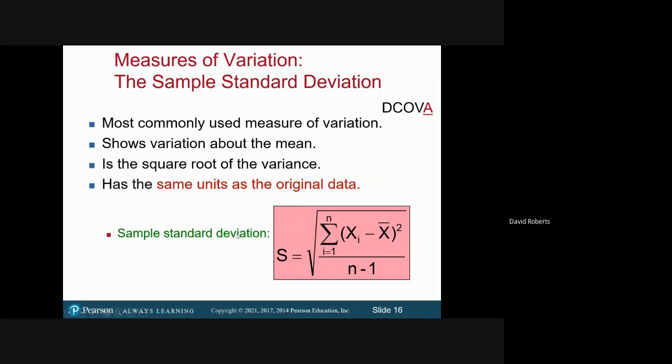Sample standard deviation is simply the square root of the variance. So variance and standard deviation are almost identical. If I give you a standard deviation, you square it to get the variance. If I give you a variance, you need to take the square root. So if I give you a variance of 9, the standard deviation is 3. If I give you a standard deviation of 9, the variance is 81. Again, Excel has this built in.